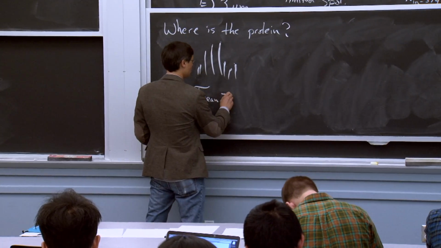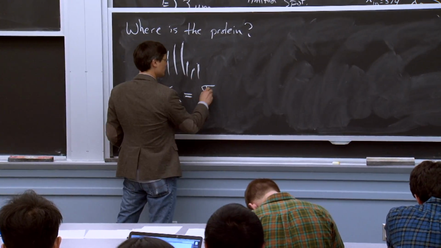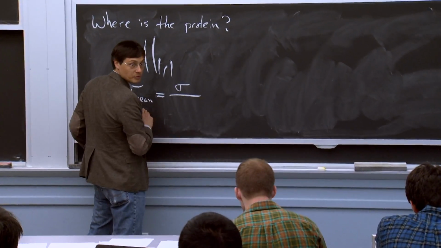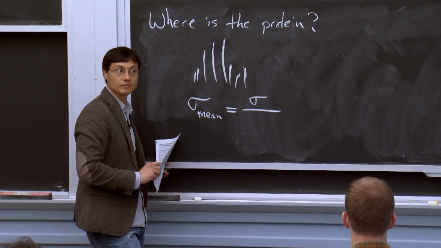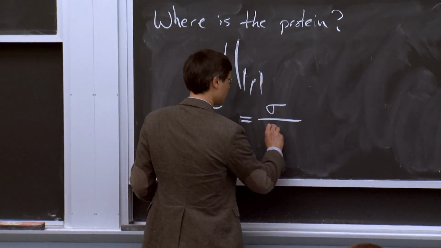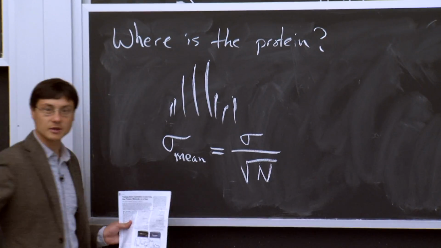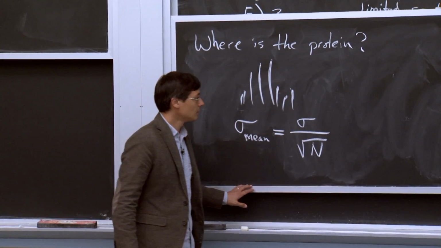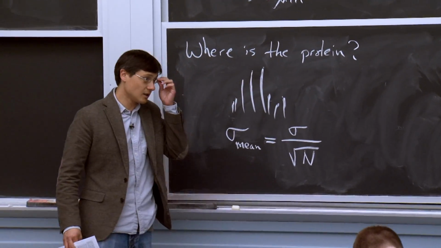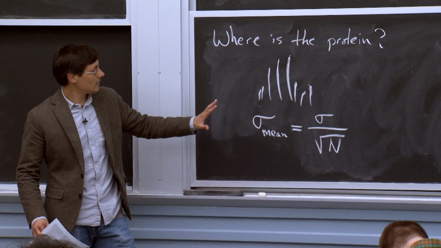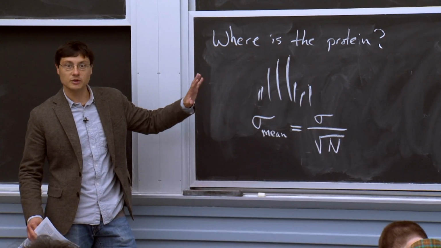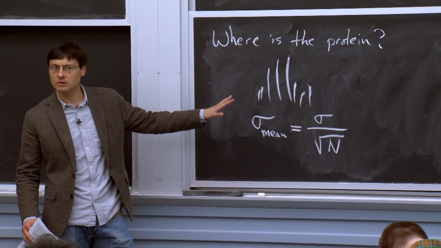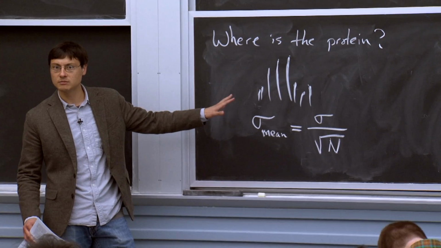is going to go with the width of the distribution, sigma, divided by, and what do I put down here? Root n, where n is the number of samples that we take. What this is saying is that as we sample this distribution more and more, does the standard deviation of the distribution go to 0?